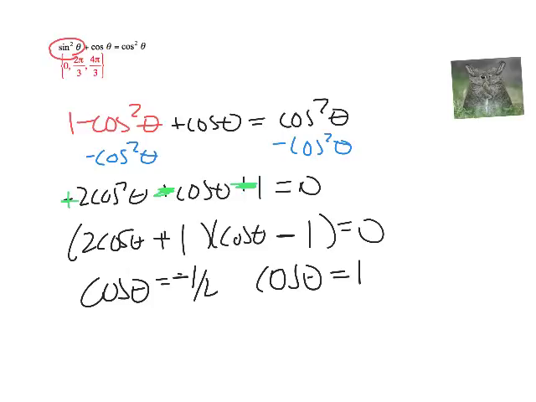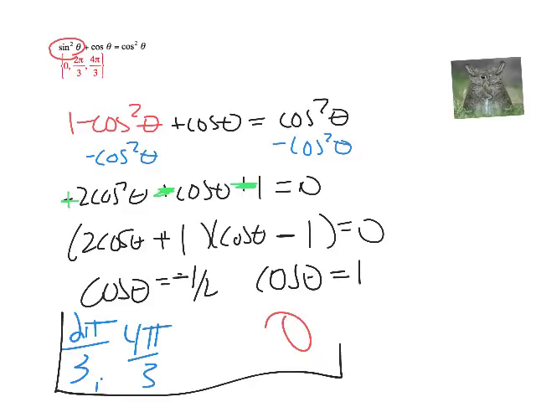When you get your answers from cosine theta equals 1, that answer is a 0, right? That's the only spot that it equals 1. And then we want a negative 1/2, which means we would need 2 pi over 3 and 4 pi over 3. So there we go.